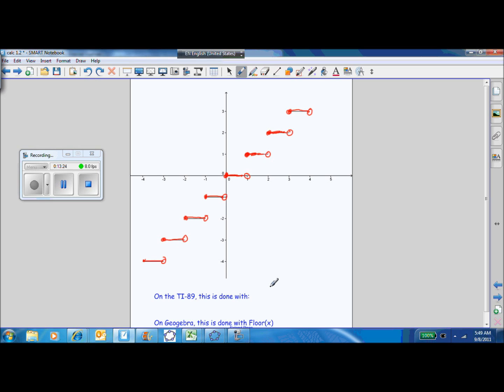Okay, on the TI-89 you use this with int. Say y1 equals int of x. You can look that up on your menu, or you just type in int. It's also called a floor function on GeoGebra.